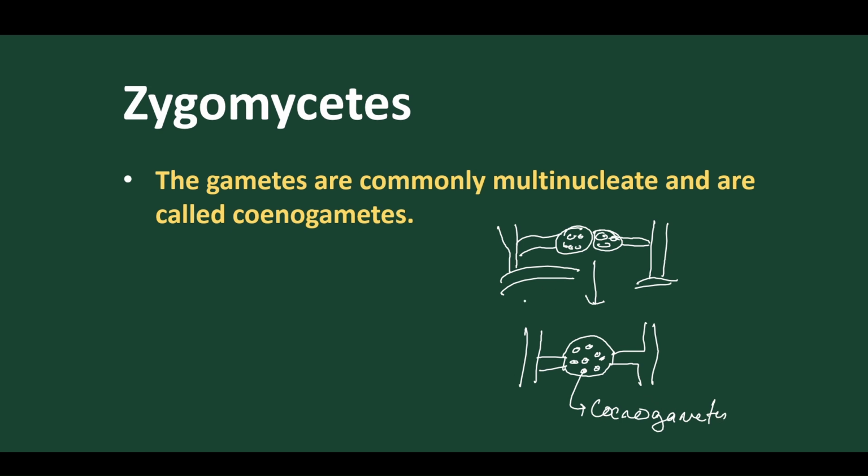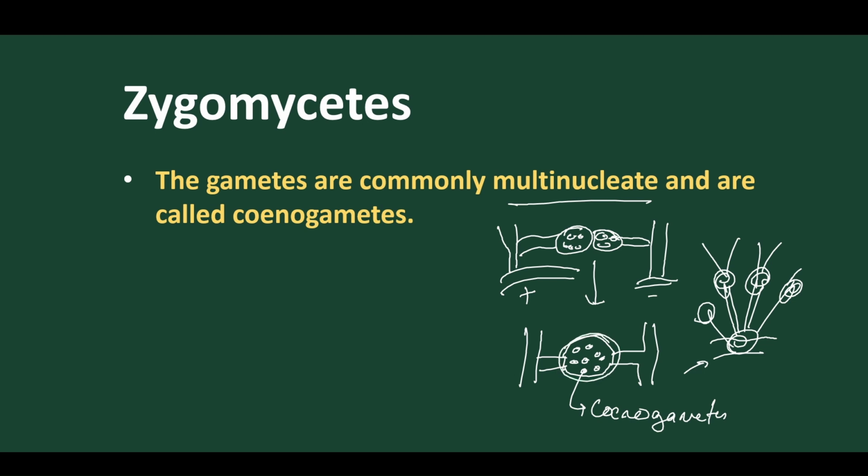Suppose this is one species and this is another species. Both come and unite, and this is called conjugation. When they undergo conjugation, they produce these cynogametic conjugation gametes, and from this conjugation the spores are developed. Here we will find zygospore, etc., which we'll discuss later. This is how the gametes are formed, and the gametangia are multinucleated.